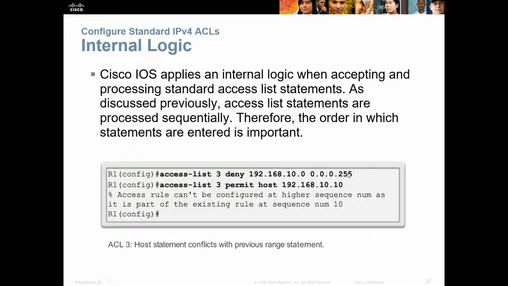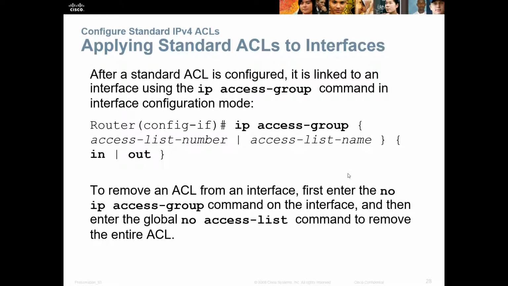So how do we apply our standard access lists? Creating them is pretty straightforward, but we can't do anything until we actually apply it. We go to the interface that we want to apply it to, and notice that we're at a config-if. So we go to that interface, and we do ip access-group, the access list number or name, and are we applying it inbound or outbound? Again, to remove it, we do no ip access-group and the number, and that gets rid of it.